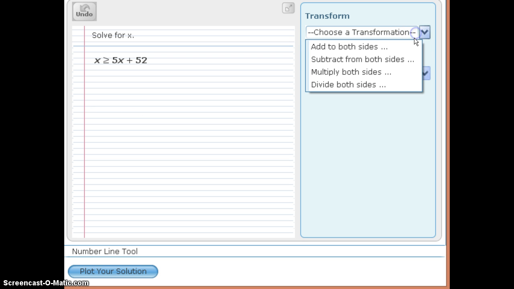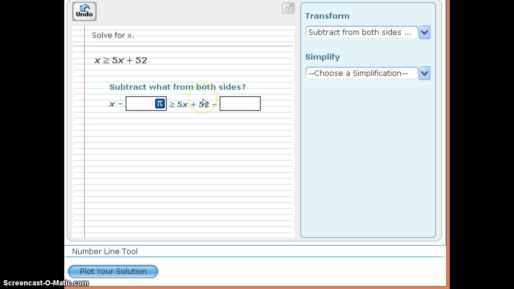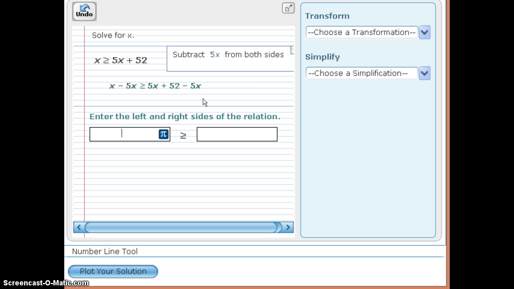Now, if you wanted to subtract x from both sides of the inequality, not equation, inequality, then you could do that, and you'd have a 0 over here, and then you'd gather your numbers over on the other side, and that would work as well. So it's not like there's just one way to solve these inequalities and equations. So I started out subtracting 5x from both sides of the inequality. X, that's 1x minus 5x, of course, gets me down to negative 4x over on the left, and then on the right, the 5x minus 5x cancels away, and I'm left with just the 52.